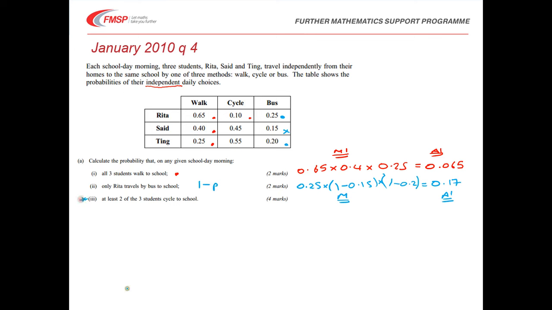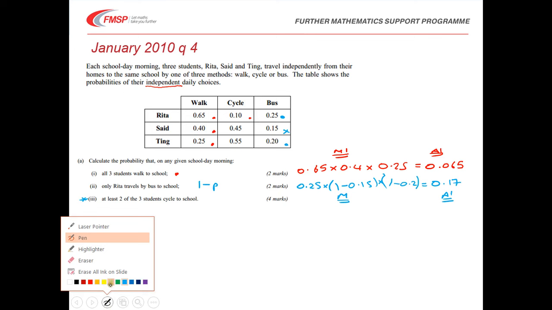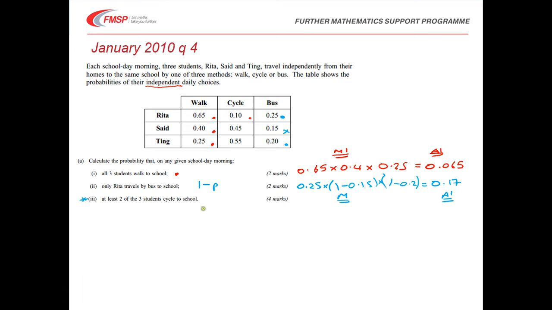And then for part 3, this is a bit more complicated, but at least two of the three students cycle to school. Okay, so really here we need to split this into two situations. Either two of them cycle or three of them cycle. Now the key thing here is that because they're mutually exclusive, you can't have both of these at the same time. We're going to end up adding these probabilities together. So just by writing what I've written, we'll actually trigger a method mark in this question, which is really nice.